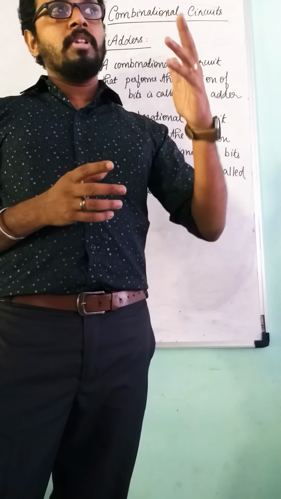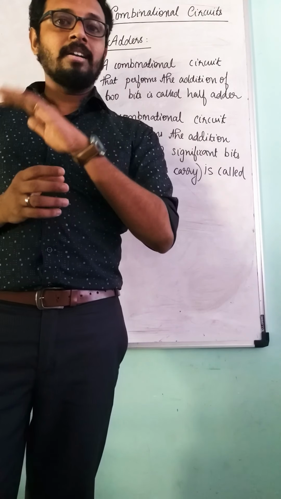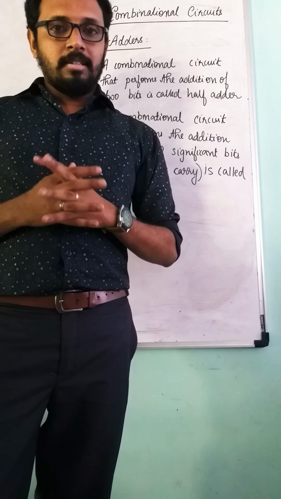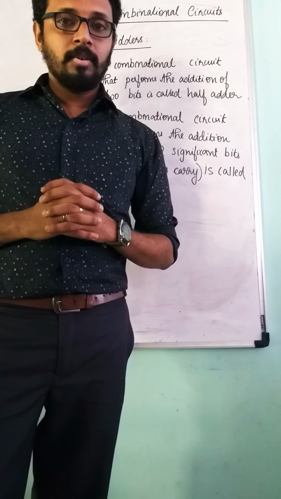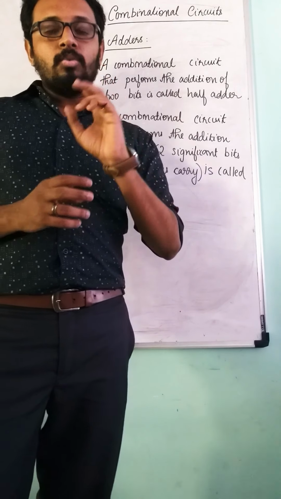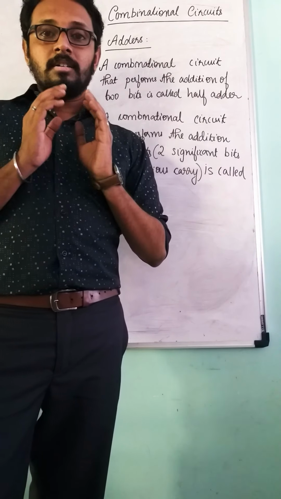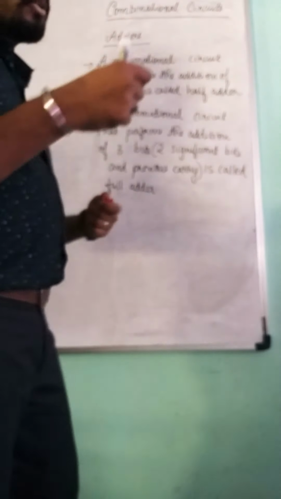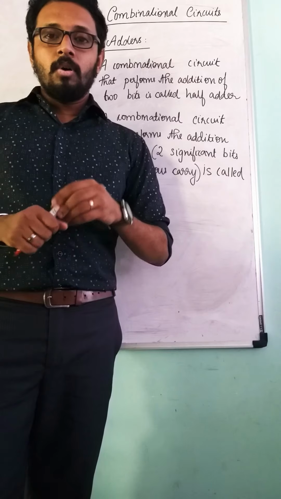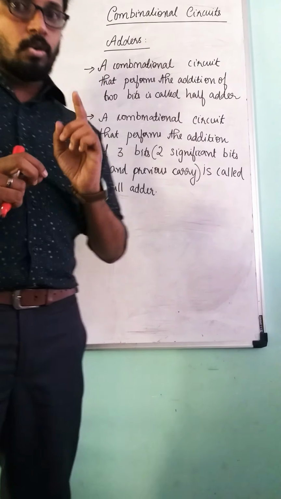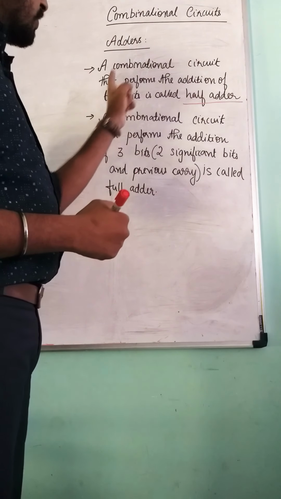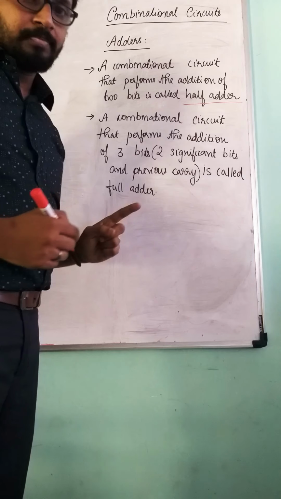To perform the addition operation, we use an adder in the design of logic devices, logic circuits in fact. Mainly we have two kinds of adders. The first one is the half adder, and the second one is the full adder. A combinational circuit that performs the addition of 2 bits is called a half adder.